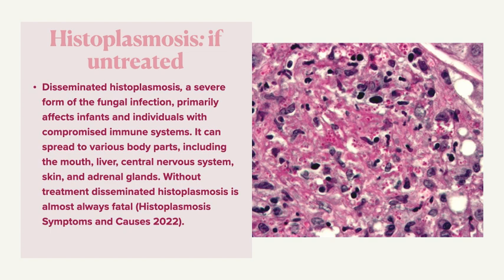Histoplasmosis if untreated. Disseminated histoplasmosis, a severe form of the fungal infection, primarily affects infants and individuals with compromised immune systems. It can spread to various body parts, including the mouth, liver, central nervous system, skin, and adrenal glands. Without treatment, disseminated histoplasmosis is almost always fatal. Histoplasmosis symptoms and causes, 2022.